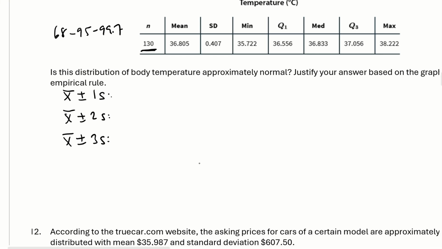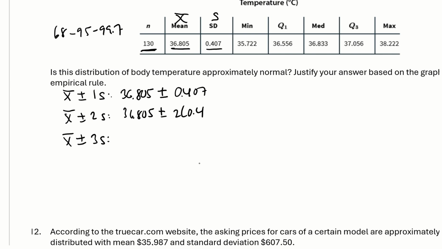So this is x bar. You have to know what that is. You have to know that this is S, right? So we got to plug those in. So we got 36.805 plus or minus 1 standard deviation. This is that, plus or minus 2 standard deviations. And then this, plus or minus 3 standard deviations.